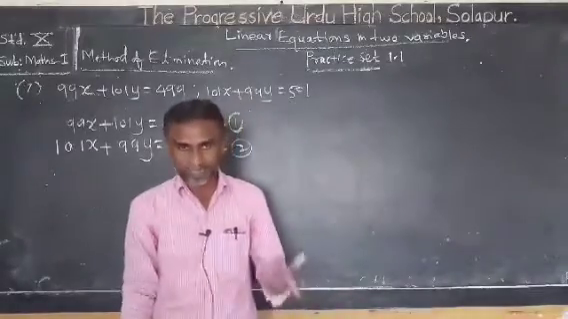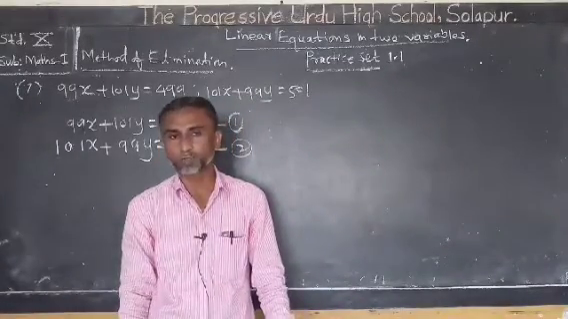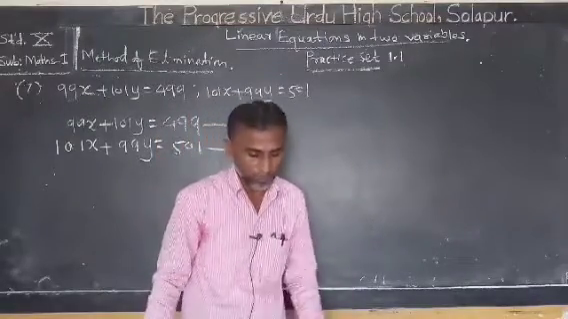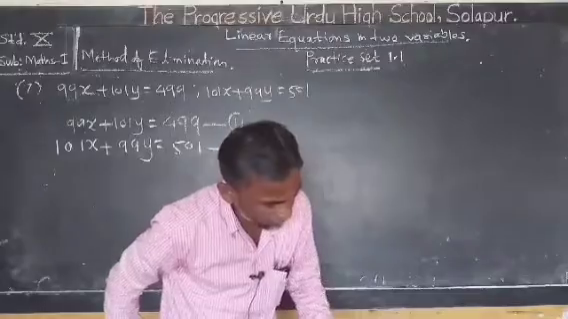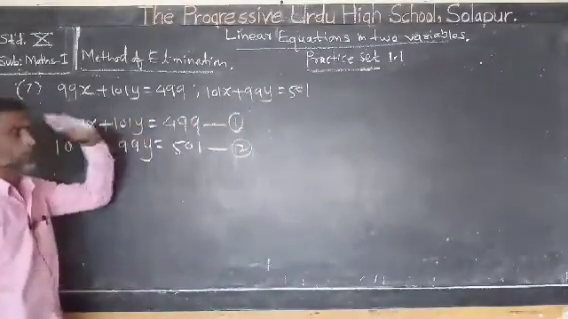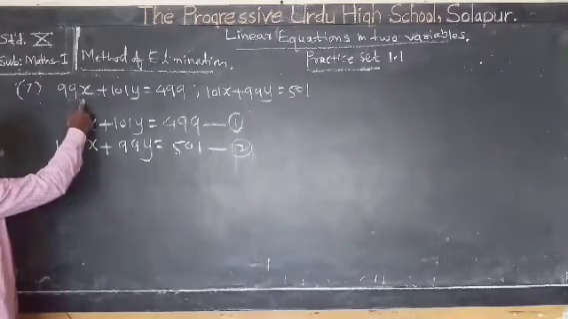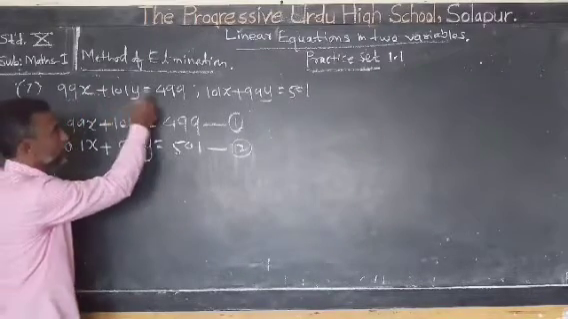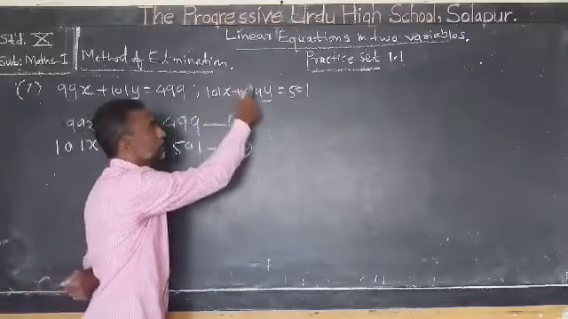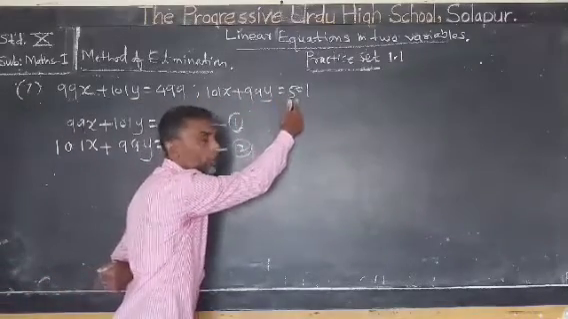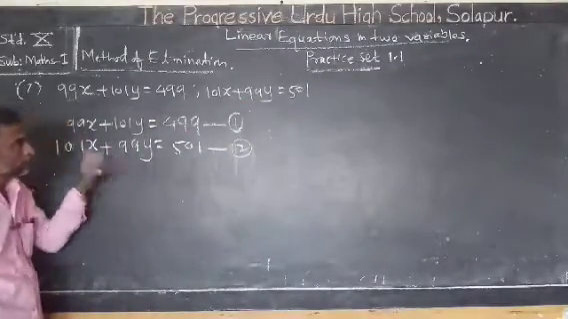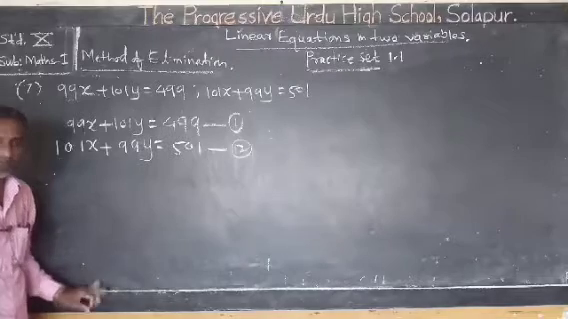Now, we have already solved 3 examples by equating the coefficients as well as by the substitution method. Now, I am going to take example number 7 from practice set 1.1, question number 2, which is written on the blackboard. 99x plus 101y is equal to 499. The second equation is 101x plus 99y is equal to 501.